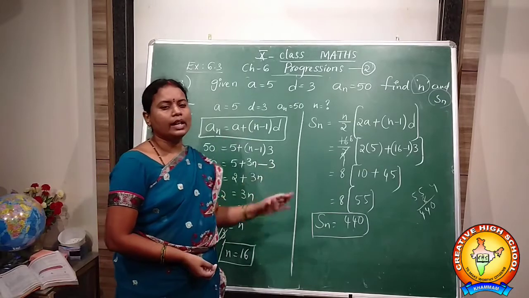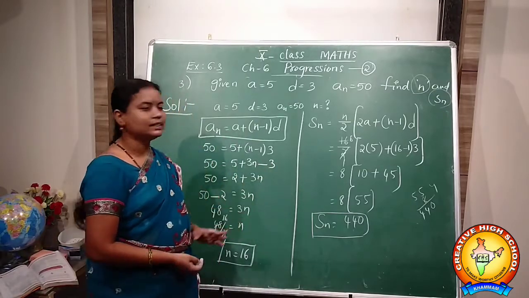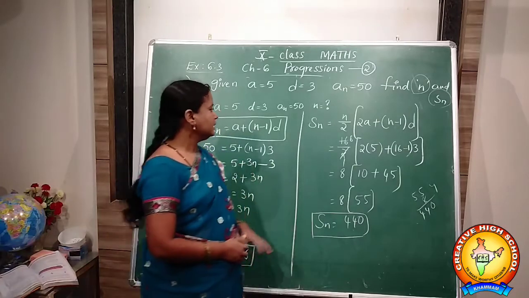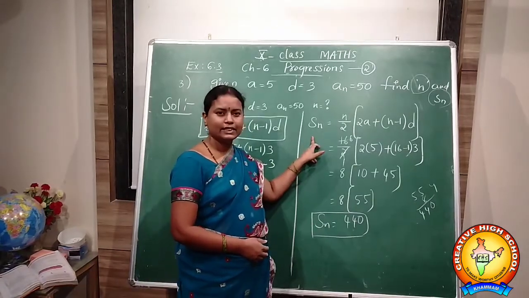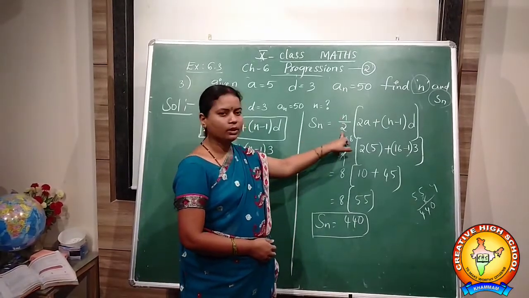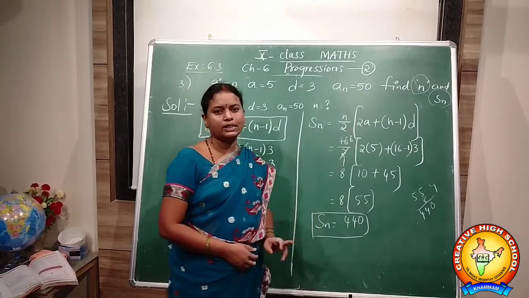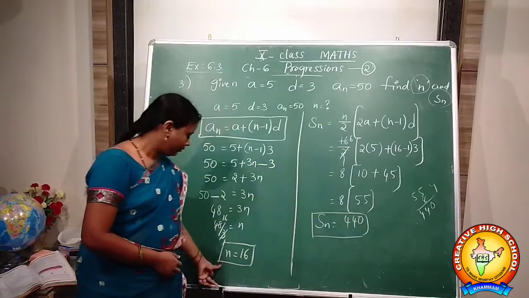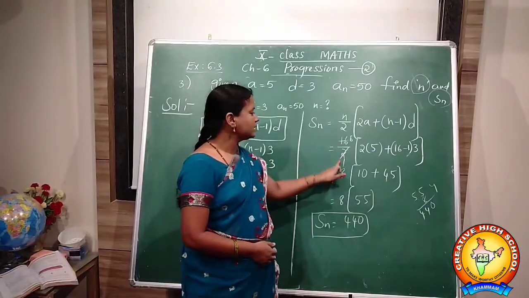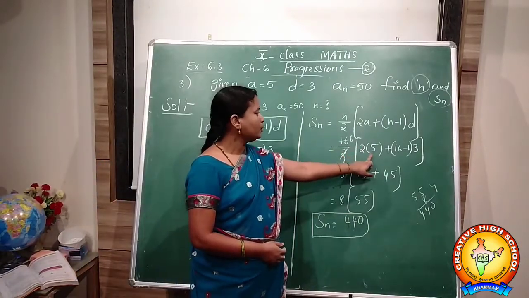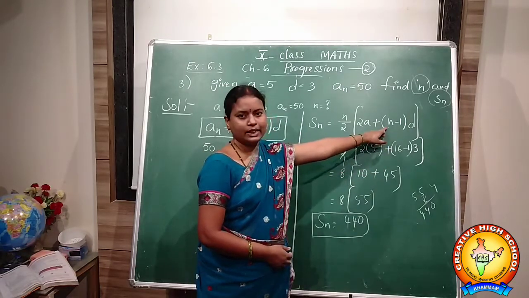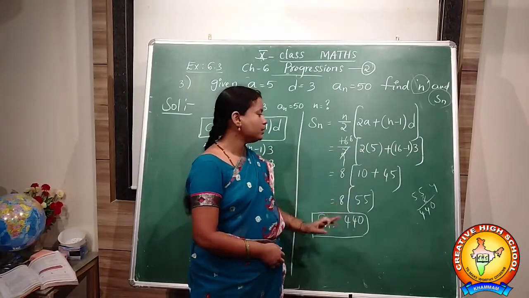So if we know the a, n, d values, then it is easy to find the sum of all the terms in the AP series. The formula is Sn is equal to n by 2 into (2a plus (n minus 1) into d). The n value is 16, we got from here. So 16 by 2 into (2 into 5 plus (16 minus 1) into 3).